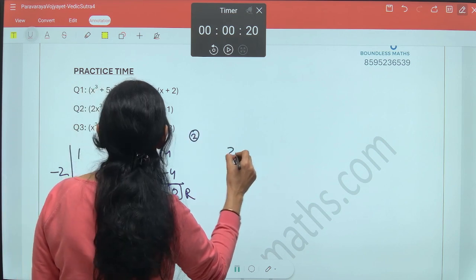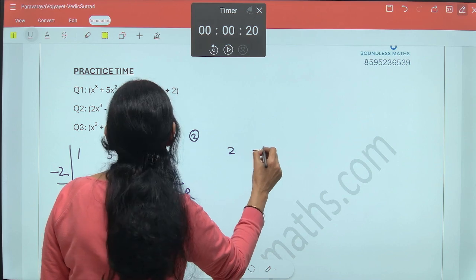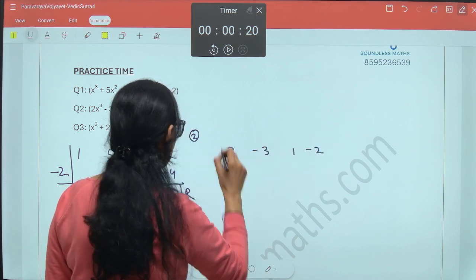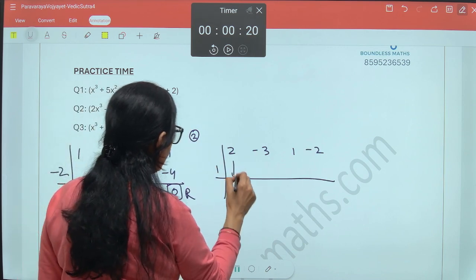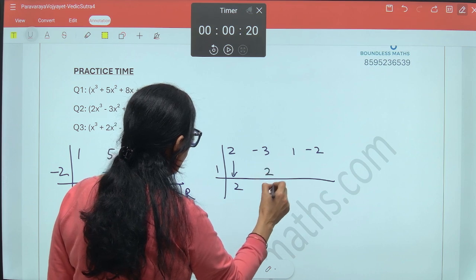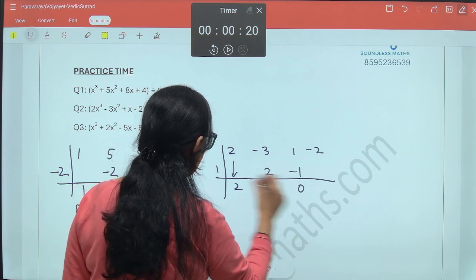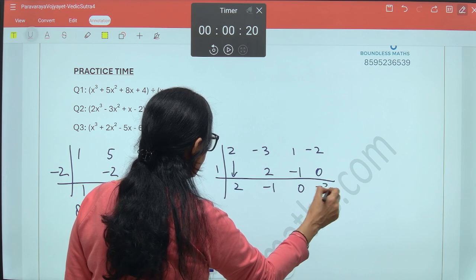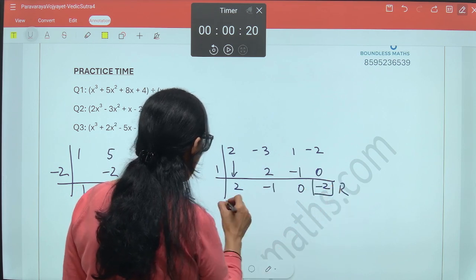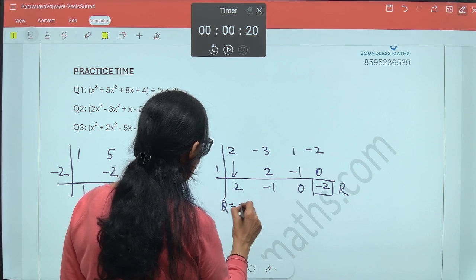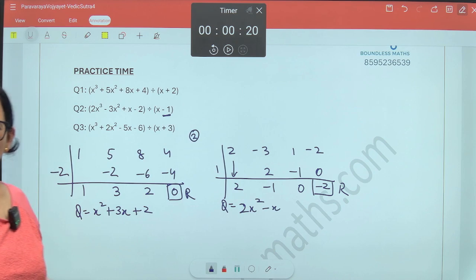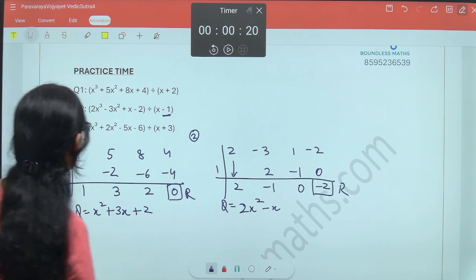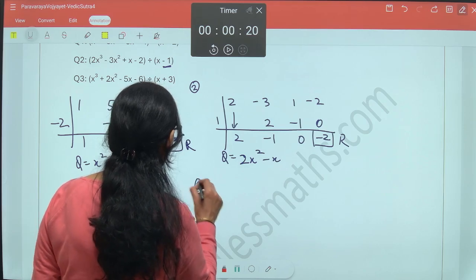So the coefficients are 2, minus 3, 1, minus 2 and the divisor is minus 1 here, so I'll write it 1. Bring down 2, 2 ones are 2. Minus 1, 0 and the remainder is minus 2 whereas the quotient is 2x square minus x. Got the correct answer? Wonderful. So let's cross check the third one also.